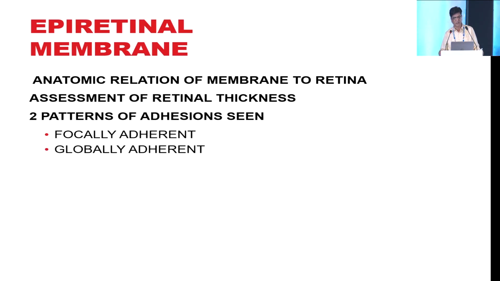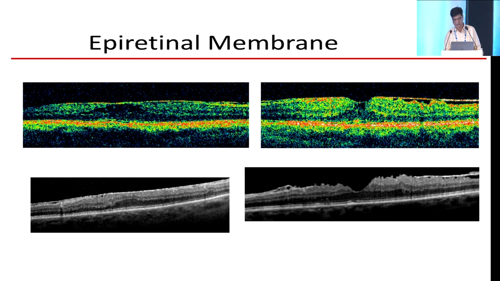Coming to the relationship of the epiretinal membrane and the assessment of retinal thickness, two patterns are very important: the focally adherent and the globally adherent. Very commonly we see the globally adherent ERM. In those cases, we may not do anything. If there is a focally adherent ERM and there is a traction on that particular area disturbing the vision, you can think of surgical intervention. This is the globally adherent ERM.